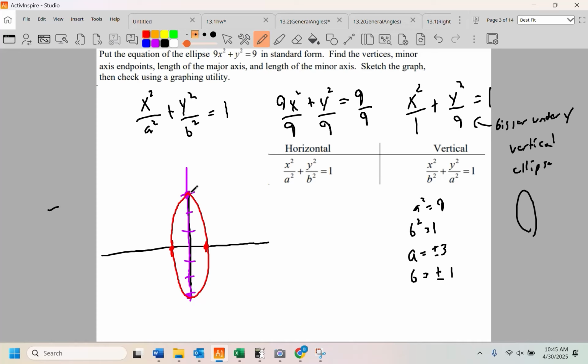And there's my ellipse. All right, so they want us to find the vertices, the minor axis endpoints, the length of the major axis, and the length of the minor axis, and sketch the graph and check using the utility. So here is a major endpoint. It's at (0, 3). Here's another one at (0, -3). On the minor axis, we're at (1, 0) and we're at (-1, 0). And that's everything they asked us to do. I'm not going to check it with the graphing utility because I don't want this video to take a whole lot of time.